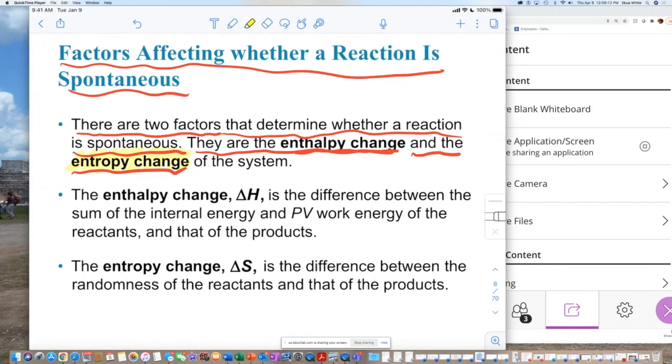Entropy is an energy that's measured, but this is the energy due to randomness. So before I define this, let me start in order. Enthalpy change has the symbol delta H, is the difference between the sum of the internal energy and the PV work energy of the reactants and that of the products. I know it's like we were on a roll and they come and use these weird words again.